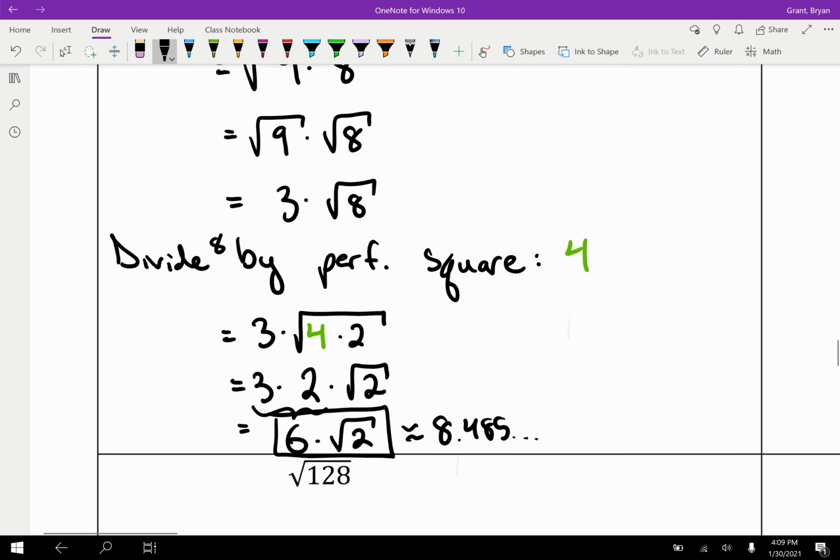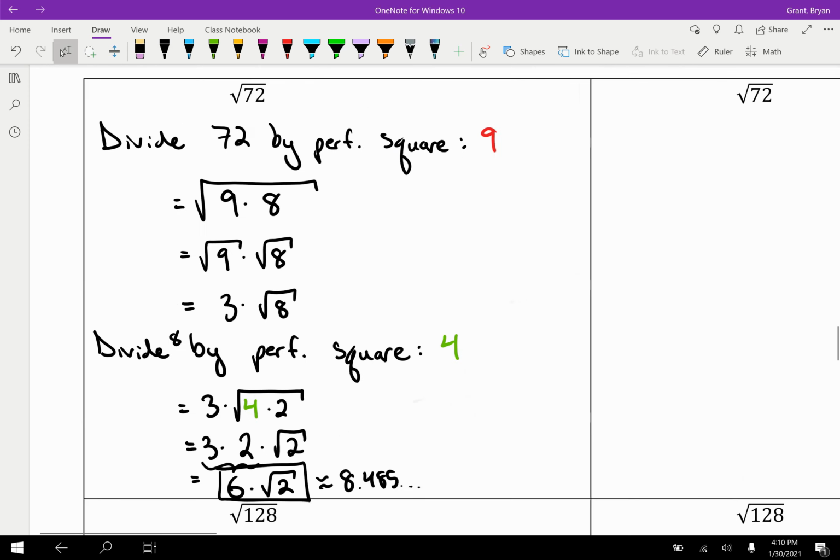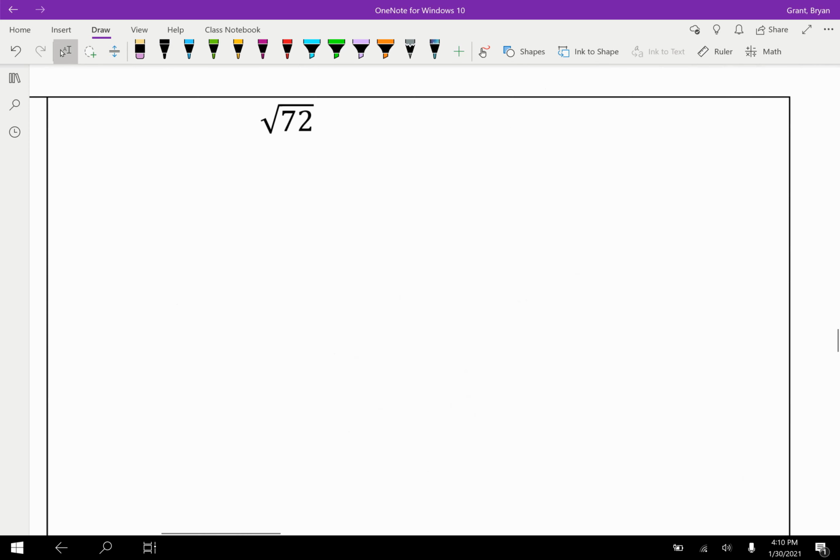All right, now you might be saying, whoa, this was pretty tricky. We had to use that chart of perfect squares. We had to know our perfect squares. We had to know division. Is there a better way? And the answer is yes, there is. Or maybe not a better way, but there's a different way. So let's go ahead and look at this one more time, but over here. Square root of 72. Well, what's the other way?